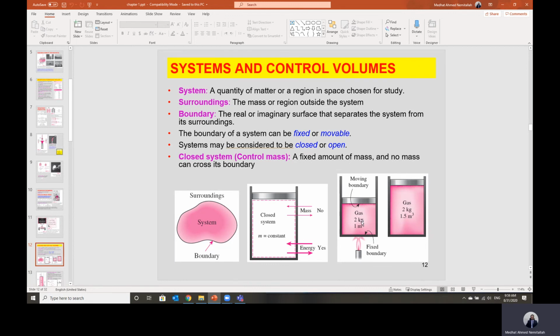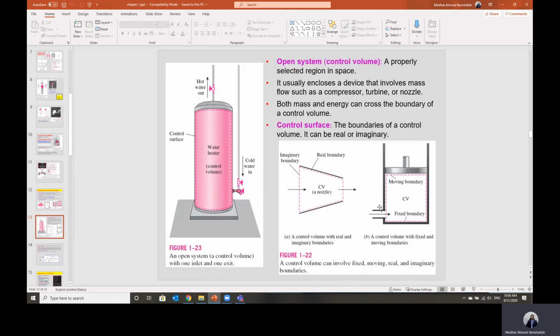So what will happen to the pressure inside this piston cylinder device? Will pressure rise or remain constant? As the piston is free to move, when you apply heat, the gas will expand and the pressure will remain the same. This is a kind of trick in your exam: if the problem says the piston is free to move, that means the pressure remains constant. And this is an example of a closed system.